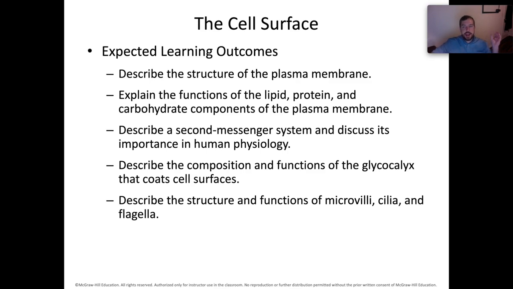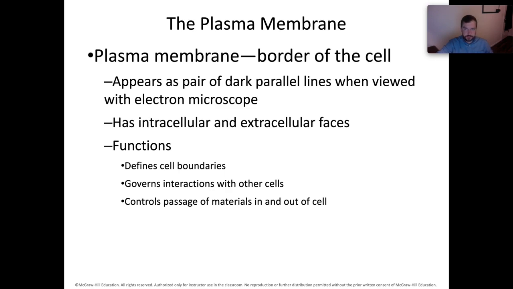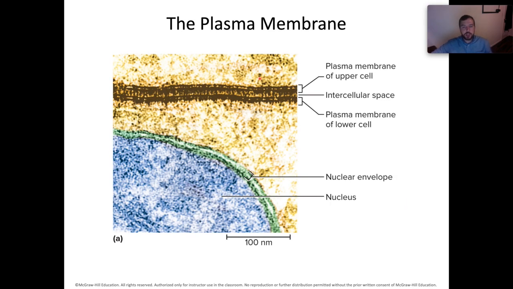So let's start on the outside, and then we'll work our way into some of the important organelles. Like I said, the plasma membrane is the border of the cell, and it appears as this pair of dark parallel lines when you view it with an electron microscope. It's because it's a bilayer, so you have two layers of lipids that orient themselves and provide you a double protection across the cell. So you have an intracellular face and an extracellular face of lipids. This will define the boundary of the cell, but it also governs the interactions with other cells because it has to cross by the plasma membrane first. It also controls what comes in and out of the cell, which is very, very important for homeostasis and to keep that cell alive.